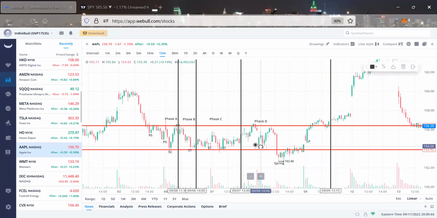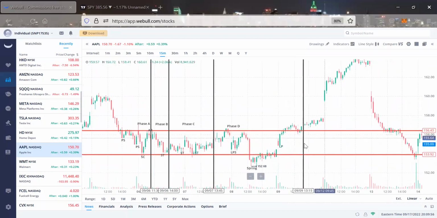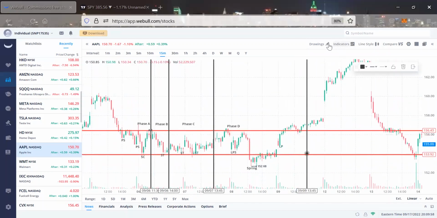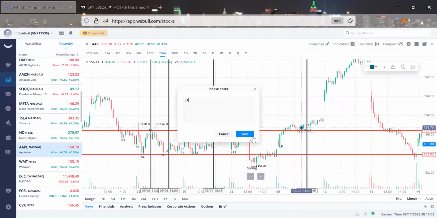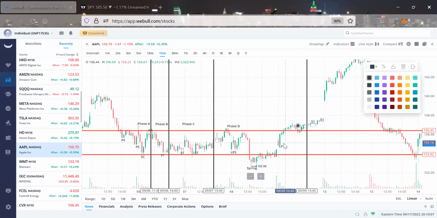So this is looking a lot better, right? Phase C, you're just looking for those second tests, and phase B as well. And then we have last point of support right here. And then we have that spring, and then we have another last point of support creating our higher highs, and then we have here also LP, right? LP, last point of support. I like things to be congruent, so let's just make this black, right?